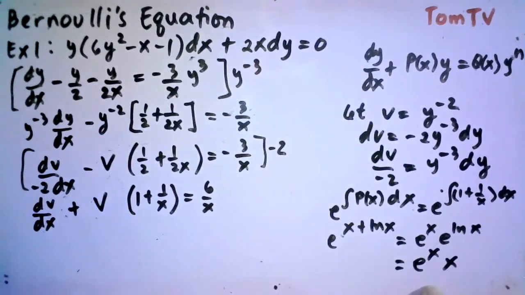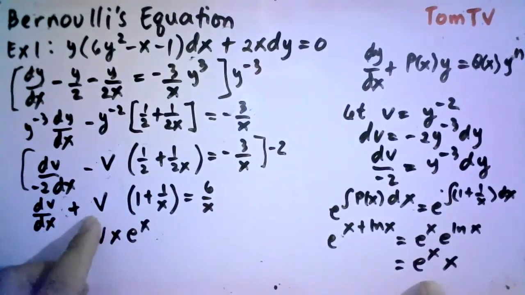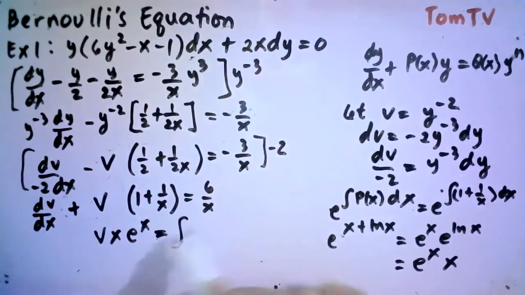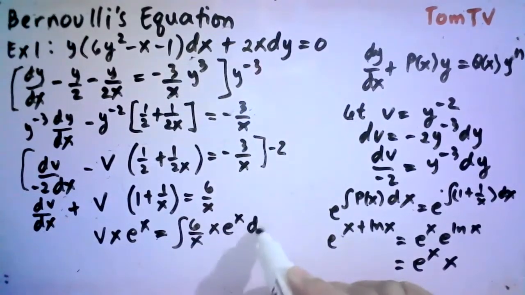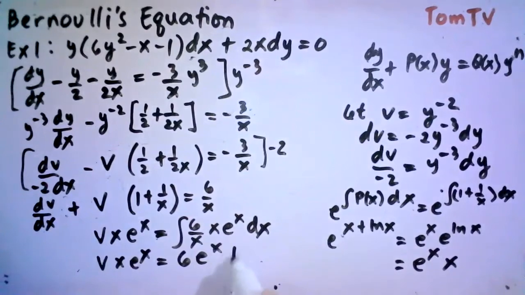So we have here our integrating factor. Now, our integrating factor will be multiplied to this group, so we go directly by multiplying e to the x by v. So that is the result, which is equivalent to vx e to the x. We just multiply this one directly. Okay, v times x times e to the x, which is equivalent to the integral of 6 over x times x e to the x dx, wherein you can cancel x. So the result here is the integral of 6e to the x dx, that is 6e to the x plus c.